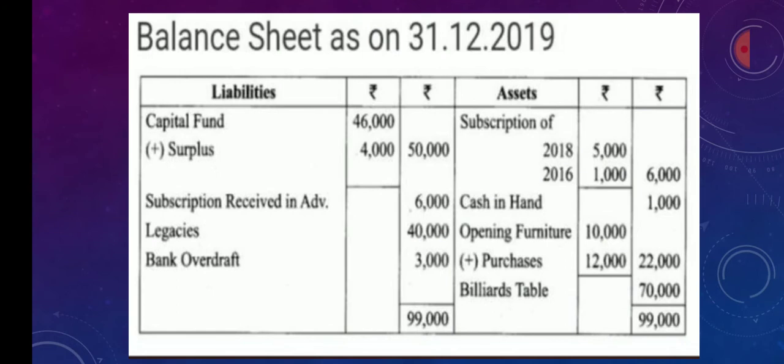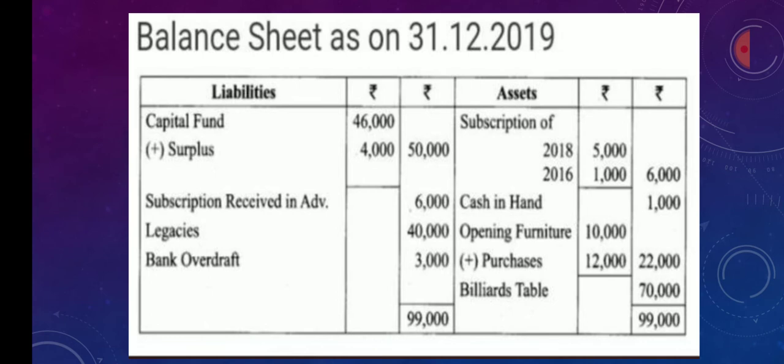So in this problem, capital fund is not given in the problem, but we already found it, so take that value. Capital fund 46,000, add surplus 4,000. 46,000 plus 4,000 totally 50,000. Subscription received in advance 6,000. The 6,000 is the 2018 to 2019 value, in the additional information.